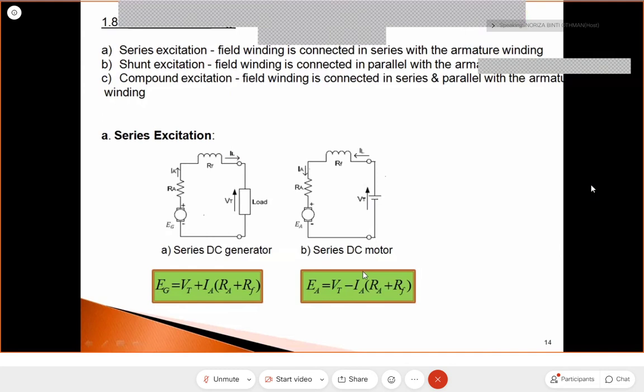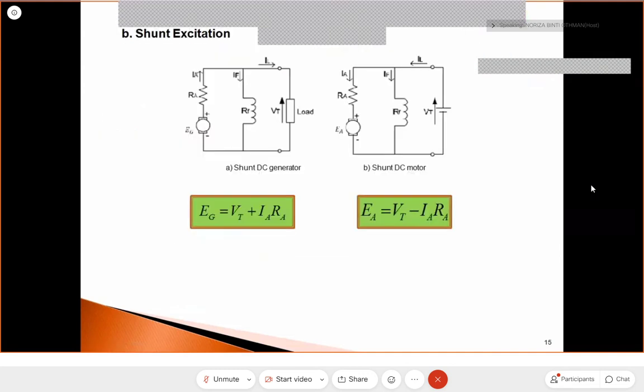Ini untuk series. And then untuk shunt, okay, ini untuk shunt. Shunt, RA dengan RF dia parallel. Ni RA, ni RF, RF parallel. Itu maksud shunt. Shunt tu is parallel sebenarnya. Okay, so for shunt DC generator, kita ada load yang parallel kat sini.